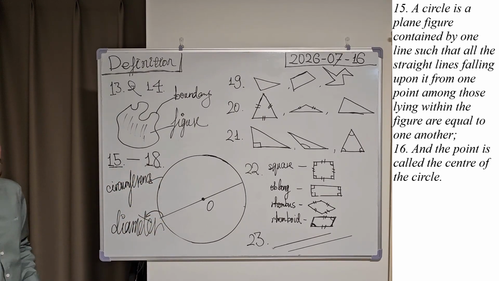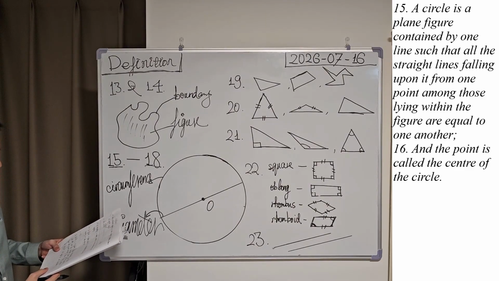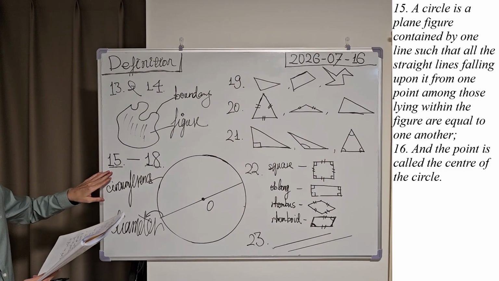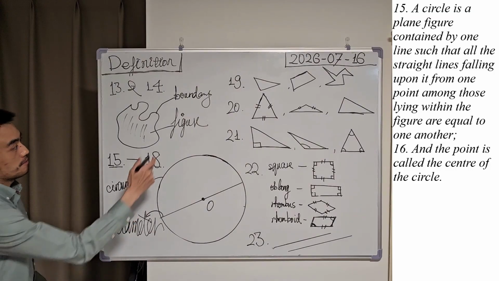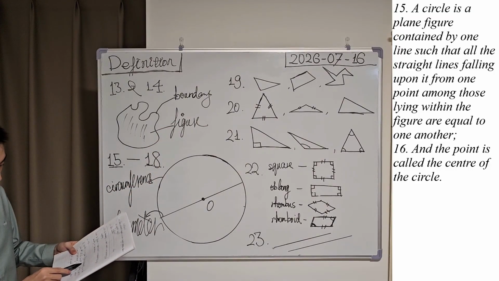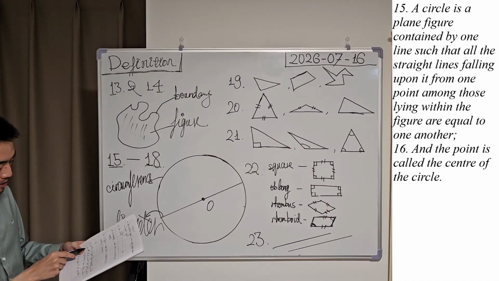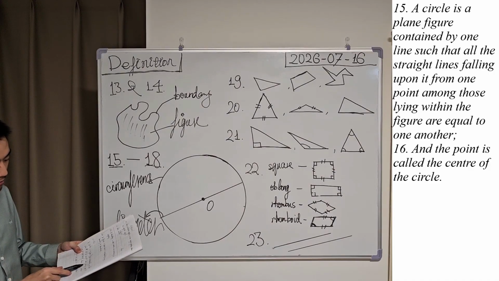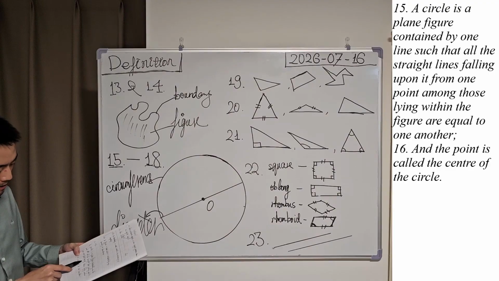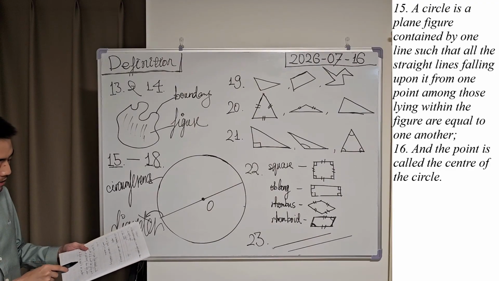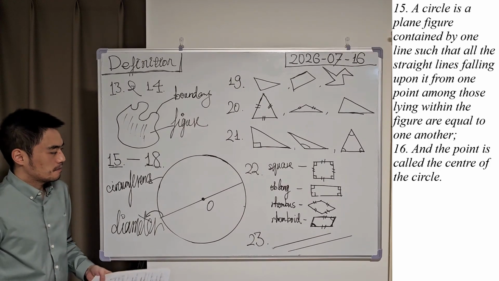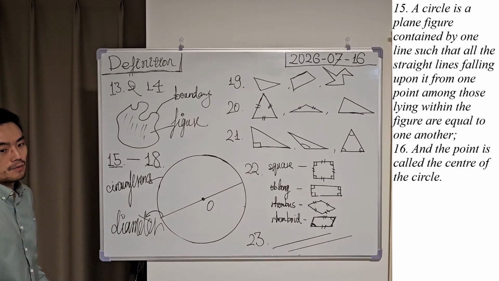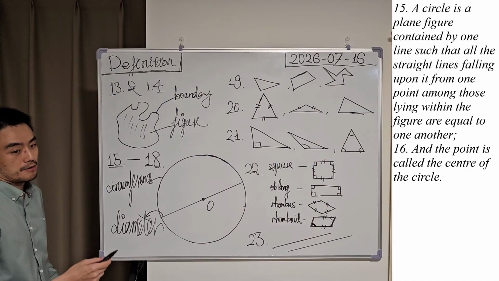And then let's go to definitions 15 to 18. All of them are talking about some concepts about the circle. Okay, so definition 15 is a little bit long. A circle is a plane figure. Remember what a figure is. It's a plane figure contained by one line such that all the straight lines falling upon it from one point among those lines within the figure are equal to one another. It's long, but don't be scared by it. Let's try to understand what Euclid tries to tell us.